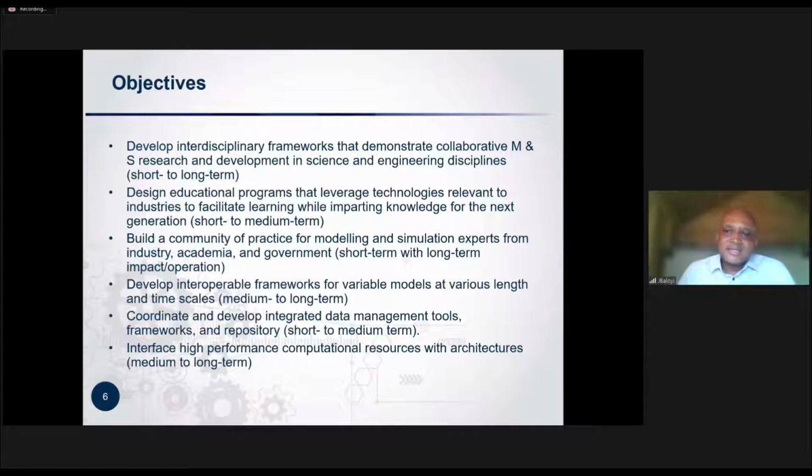So the objectives broadly that we've put together for this program, and Regina will break it down in terms of how we plan to meet them, are that we want to develop interdisciplinary frameworks that demonstrate collaborative modeling and simulation R&D in science and engineering disciplines. So for the whole period, that's what we want to develop: a framework so that it's easy to combine models from different disciplines or subdomains of modeling and simulation to really talk to each other.